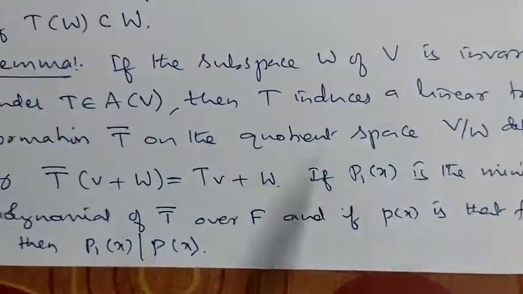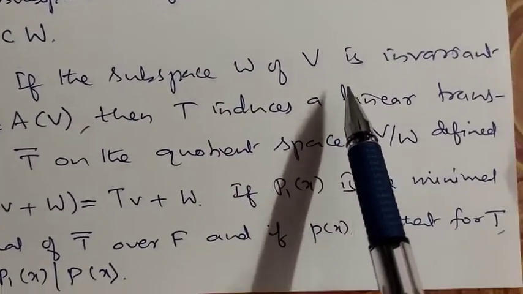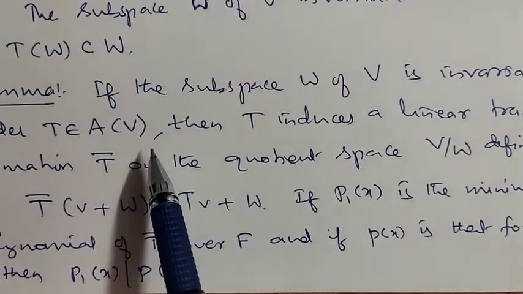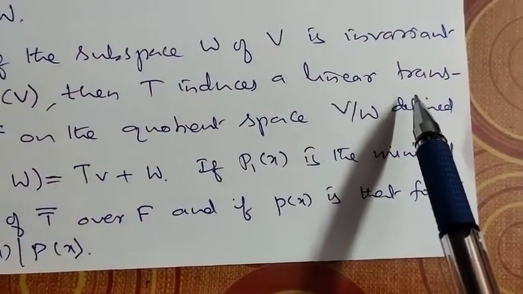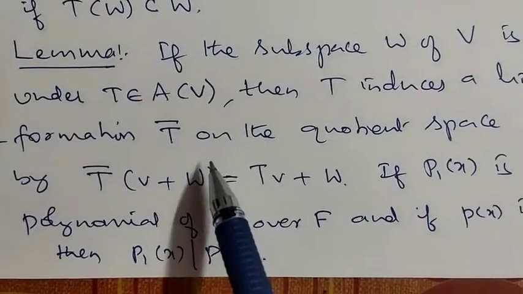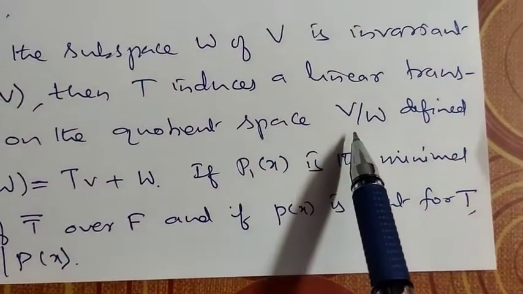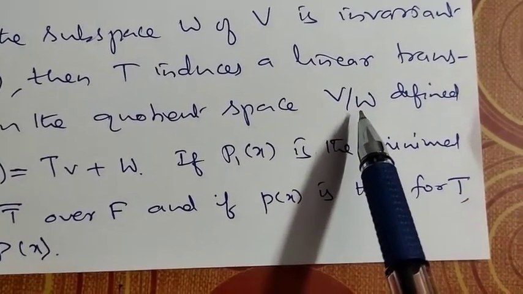Now this result says that if the subspace W of a vector space V is invariant under the transformation T belonging to A of V, then T induces a linear transformation, denoted by T bar, on the quotient space V by W. You know how to construct V by W because W is a subspace, so we can construct the quotient space V by W.